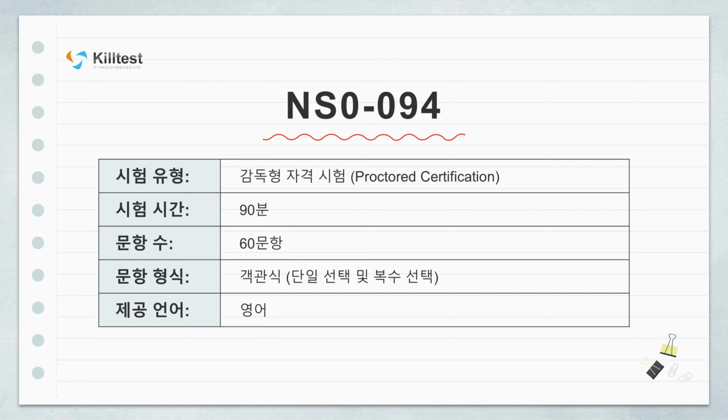Exactly. So let's look at the parameters from our source material. The NS0-094 exam is a proctored test. You get 90 minutes to tackle 60 multiple-choice questions delivered in English, which might be single or multiple response. Think about that math for a second. Yeah, that is tight. 90 minutes for 60 questions. You have roughly 90 seconds per question. Which means hesitation will literally kill your score.